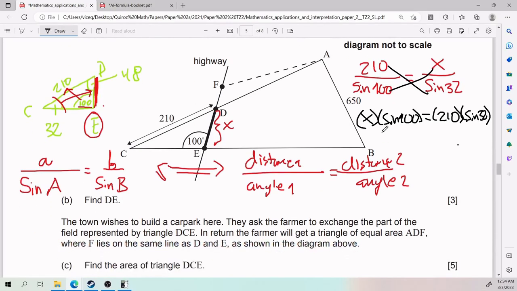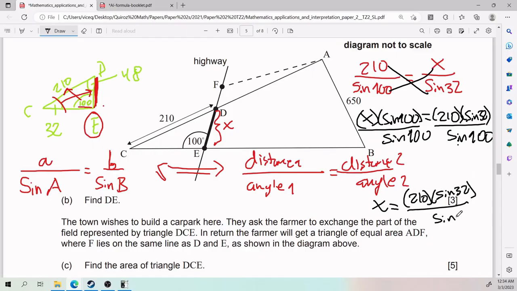I still need to get X alone. X is being affected by sine 100. It's being multiplied, so I divide by sine 100 on both sides. And I end up with X equals 210 times sine 32 divided by sine 100.